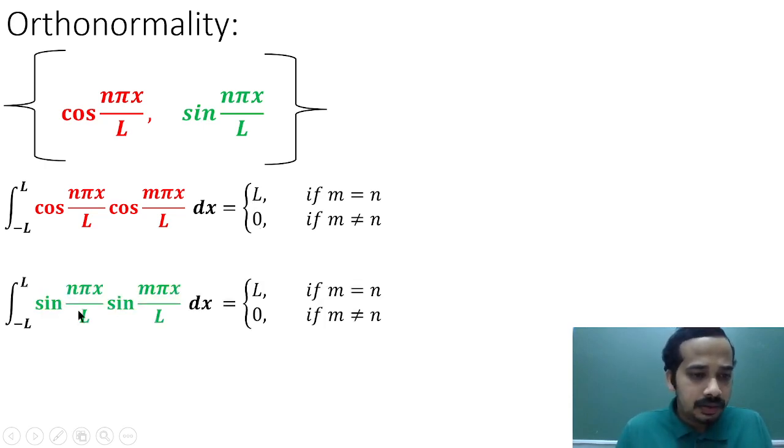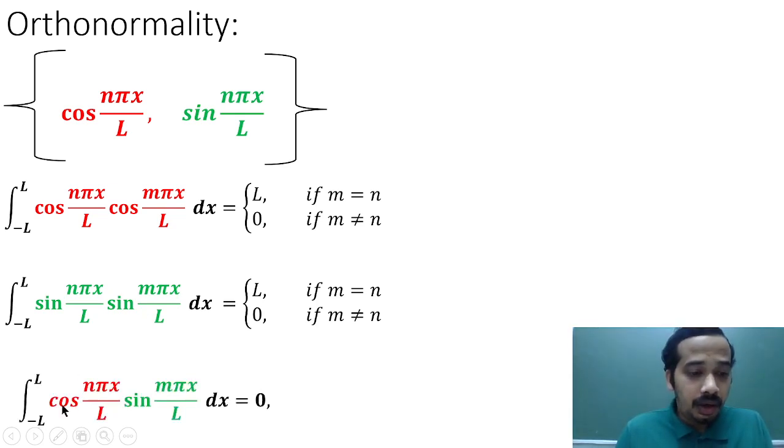Similarly, sin(n pi x/L) into sin(m pi x/L), integrated from minus L to plus L dx. Again, if m equal to n, it is equal to L, and if m not equal to n, it is equal to 0. Similarly, cos(n pi x/L) and sin(m pi x/L) from minus L to plus L is equal to 0, whether m equals n or m does not equal n.